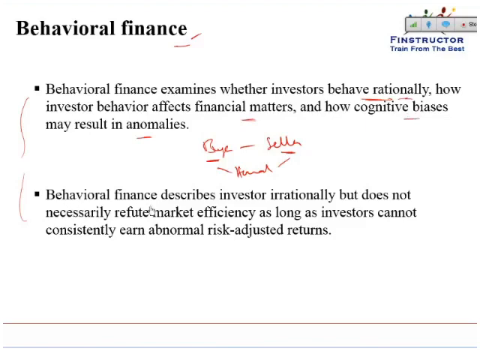So behavioral finance describes investor irrationality and the various biases, but it does not necessarily refute market efficiency as long as investors cannot make abnormal risk-adjusted returns on a consistent basis. We will study this in more detail.